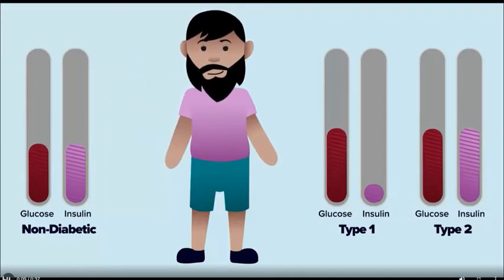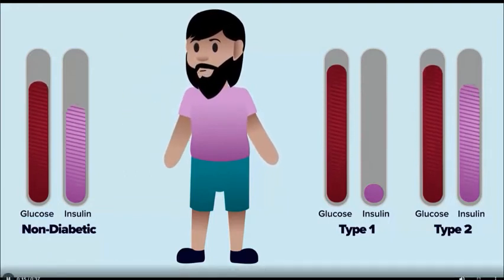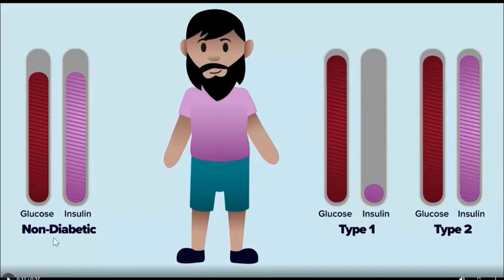All right, next demonstration, a high carbohydrate meal, a cookie. Pause it there. Glucose and insulin go up equally in the non-diabetic. Glucose goes way up in a type 1. Insulin stays at 0. Glucose and insulin both go way up in a type 2 diabetic.